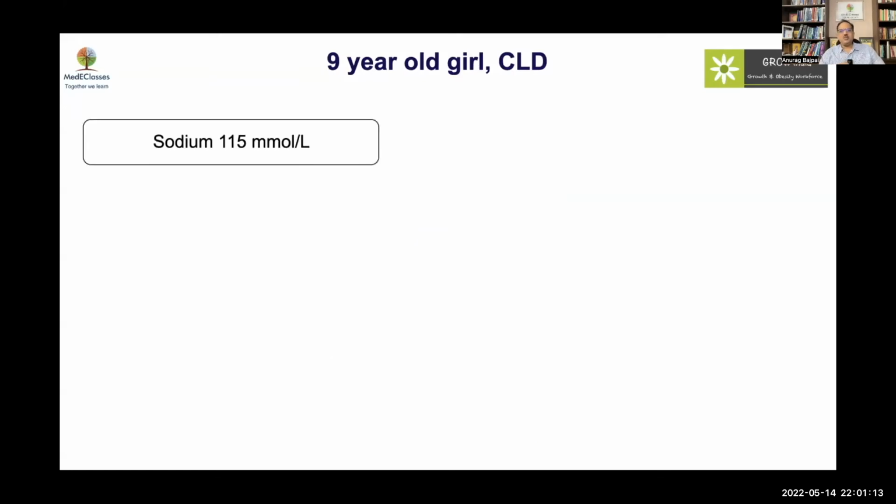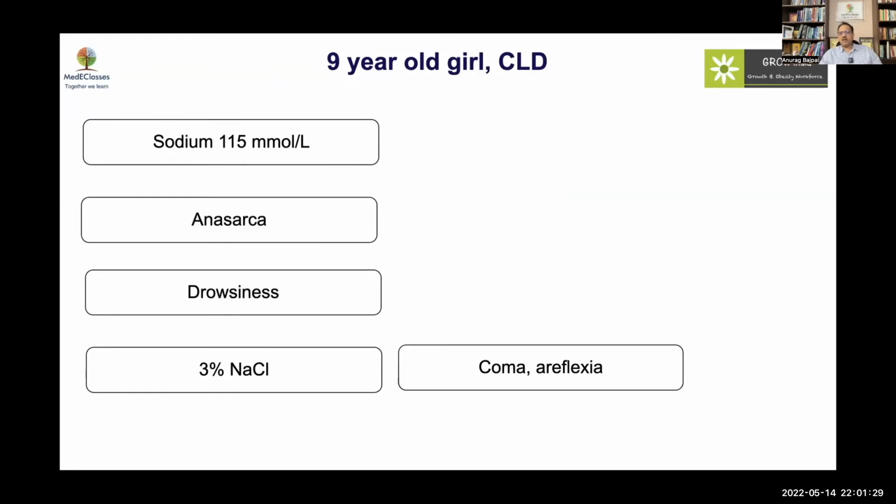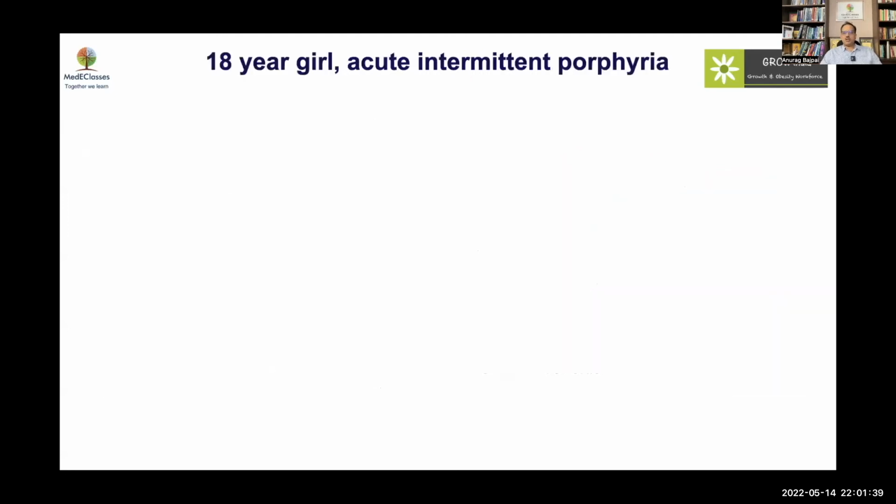So, a 9-year-old girl with CLD, sodium is 115, anasarca, drowsiness. Now here 3% saline was given. This is not really recommended because this drowsiness could be because of hepatic encephalopathy. She may have chronic hyponatremia. So no point of doing that, and you will have severe problems in that regard. So if your duration is above 48 hours, generally do not give 3% saline. That's the big message in that perspective.